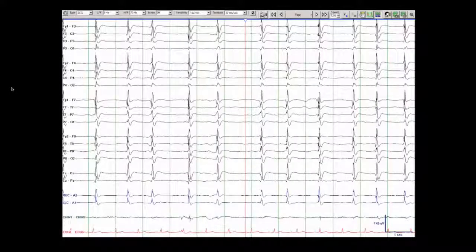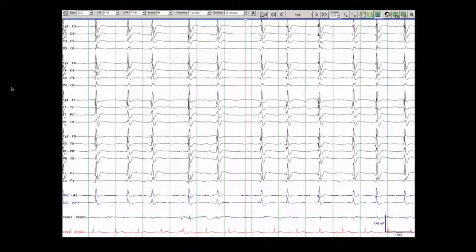Here is another example of generalized periodic discharges, just to give you a sense of the broad range of discharges that can be seen on EEG. Here, the background EEG is diffusely suppressed with minimal activity in between these discharges. The discharges themselves are very high voltage and very sharply contoured.